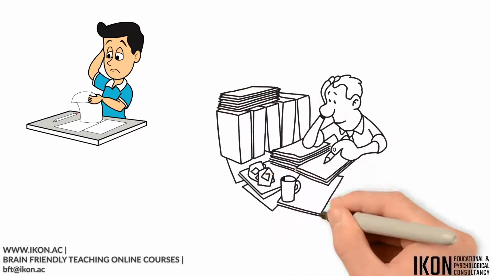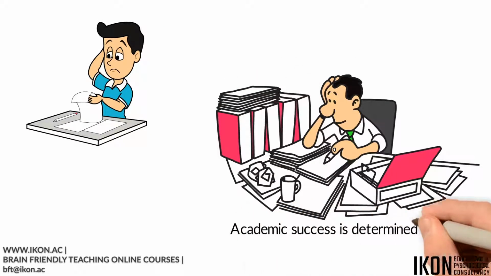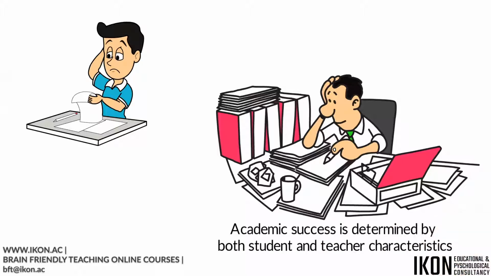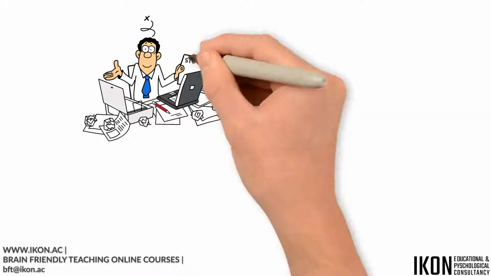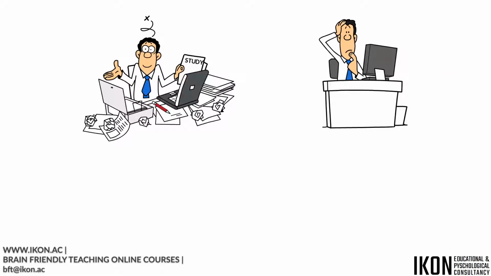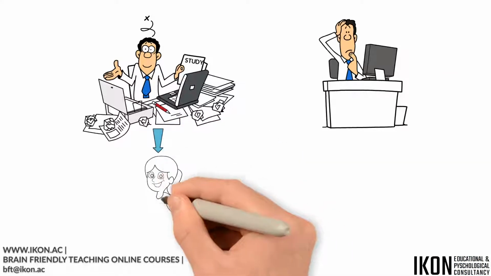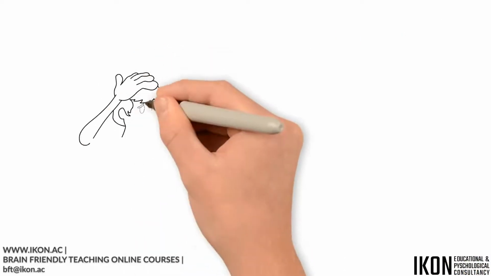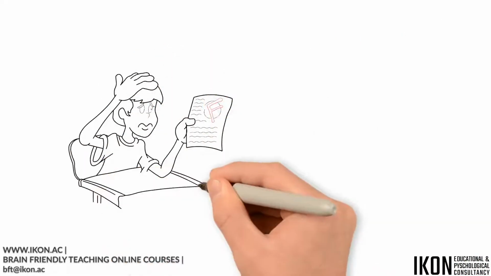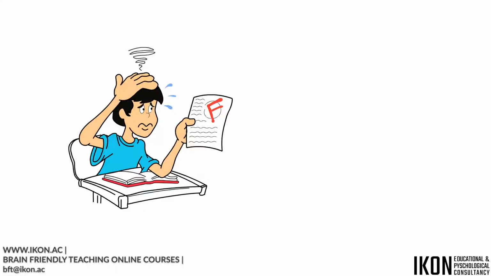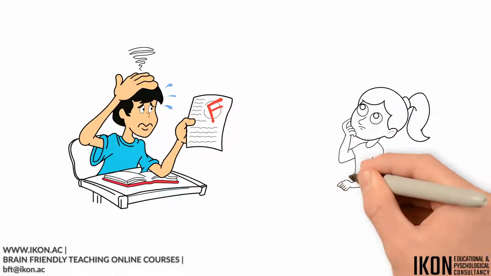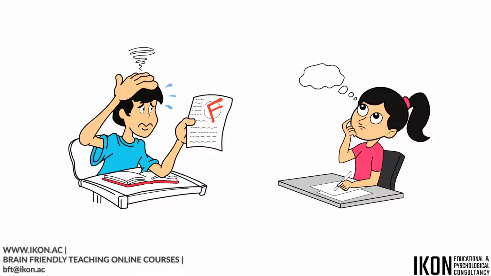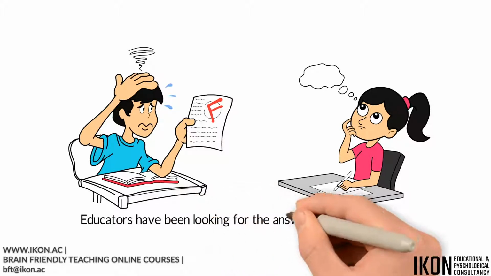But countless research findings indicate that academic success is determined by both student and teacher characteristics. What teachers do, or in many cases don't do, is equally responsible for the underachievement resulting from what students do or don't do. For many decades, it was believed that students were solely responsible for their own failures. While this may be partly true, it's a narrow way of looking at the issue. There has been no breakthrough in dealing with students with specific learning difficulties because educators have been looking for the answers in the wrong places.